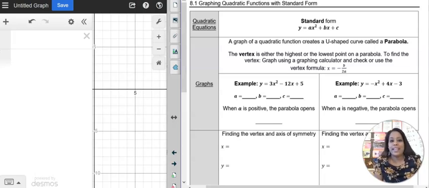Class, so here is Unit 8. We're going to start talking about quadratics, okay? What is a quadratic? Well, it is an equation that has an x squared like that, okay? Before I keep going, I do want to talk about what is not a quadratic.